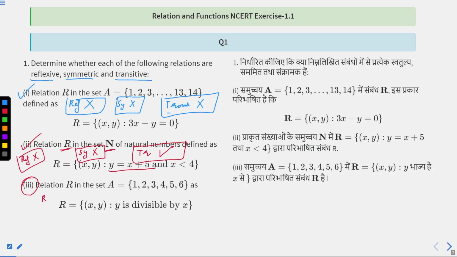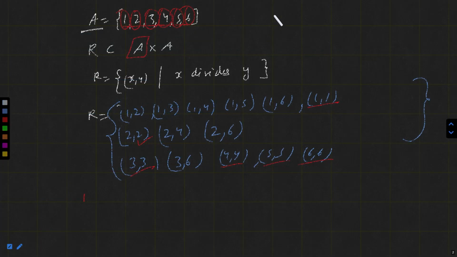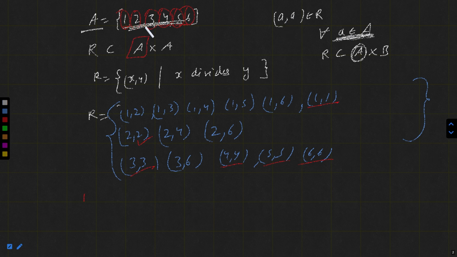So it is reflexive. As you recall, reflexivity is (a, a) belongs to R for every a belonging to the set A, where R is my relation from A cross B from this set. We are talking about every a here. So take any element, the pair of itself must be there, like (1, 1), (2, 2), (3, 3), (4, 4), (5, 5), (6, 6). I hope this is very clear to you.